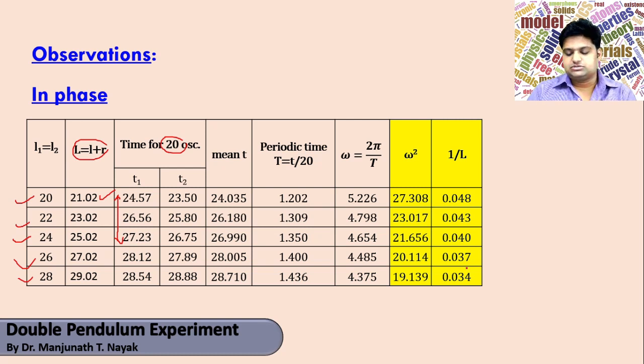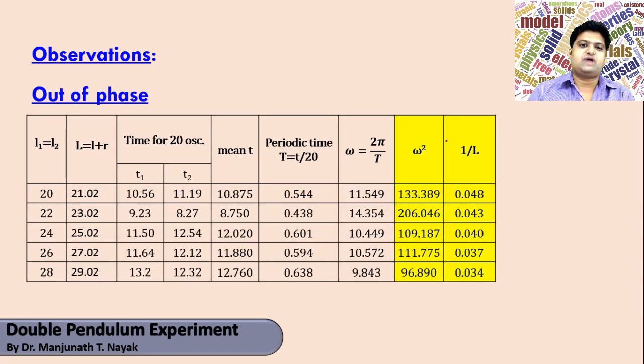In the graph you are going to use the omega square along the y-axis and this along the x-axis. Also let's see the readings of the out of phase. For out of phase, again the lengths are the same, and the time period decreased to almost half of what we had got, and this was the mean. You can see there is some trend, except this small reading. This second reading I think is a little wrong because it came a little below all the other readings that we got.